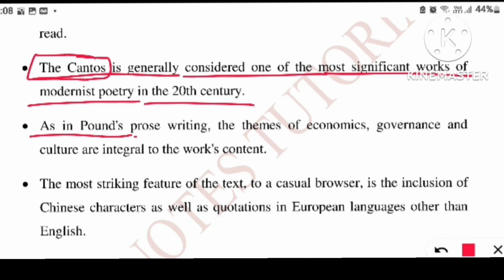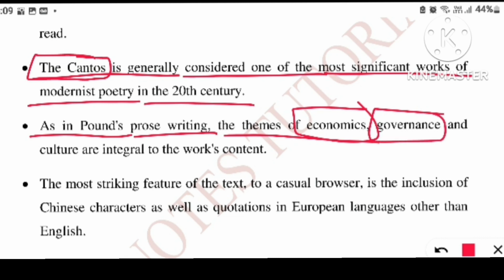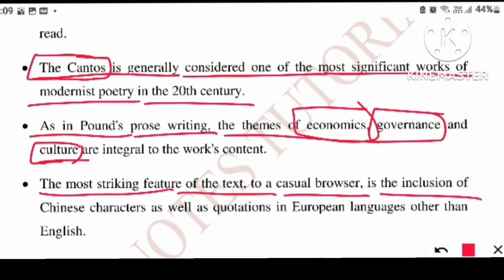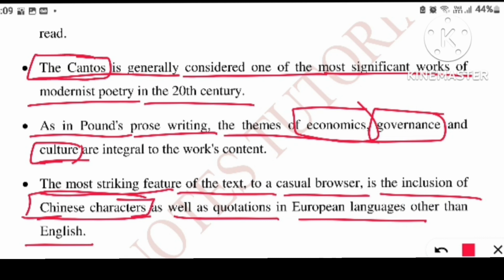As in Pound's prose writing, the themes of economics, governance, and culture are integral to the work's content. So he writes about economics, governance, the administrative section, and the culture of that place. So because of these important aspects, the book has earned much respect from everyone, readers of all ages. The most striking feature of the text to a casual browser is the allusion to Chinese characters as well as quotations in European languages other than English. So these are the things which are unique. Number 1, characters are Chinese and the languages or quotations are non-English. That is, European language quotations are used in these Cantos.